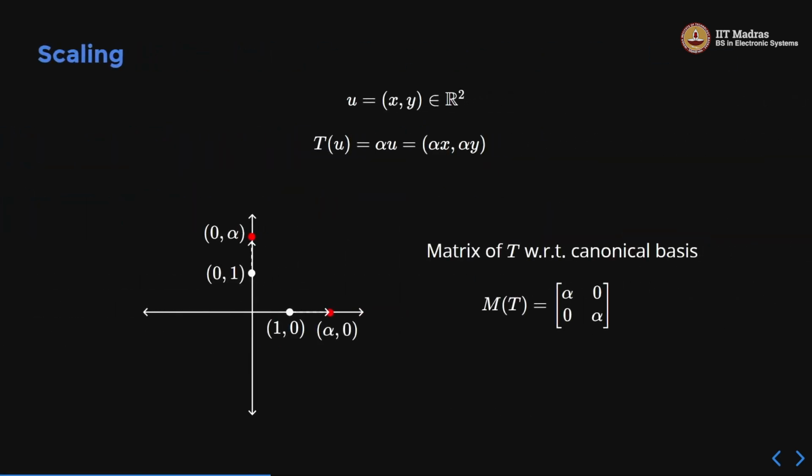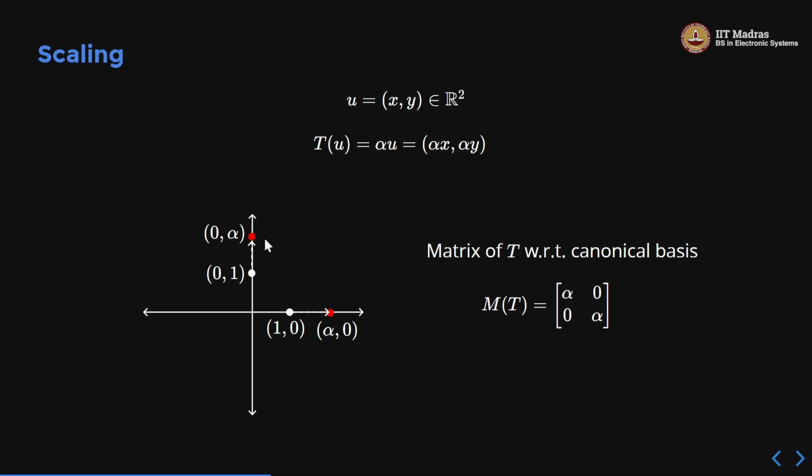Okay. The first is scaling. This is the simplest form of scaling, where I take a vector u, which is (x, y) in R2, and then the linear transformation T of u is simply scaling of this vector by alpha. In the same direction, you scale by alpha. So both the x coordinate and the y coordinate get multiplied by alpha, right? So what does this transformation do? It takes (x, y) and makes it (alpha x, alpha y), depending on what alpha is.